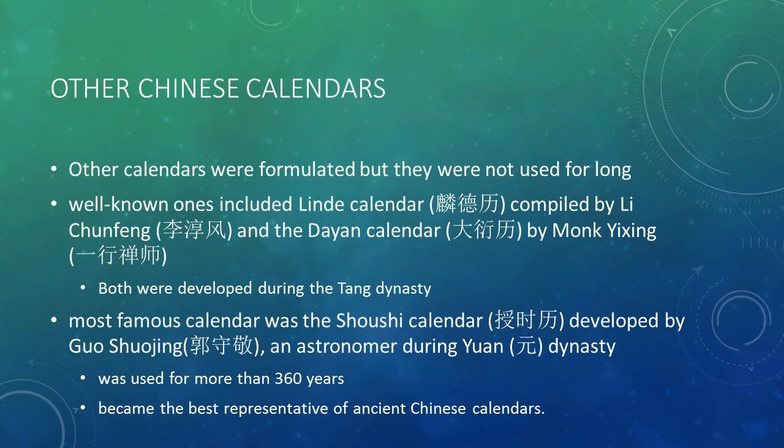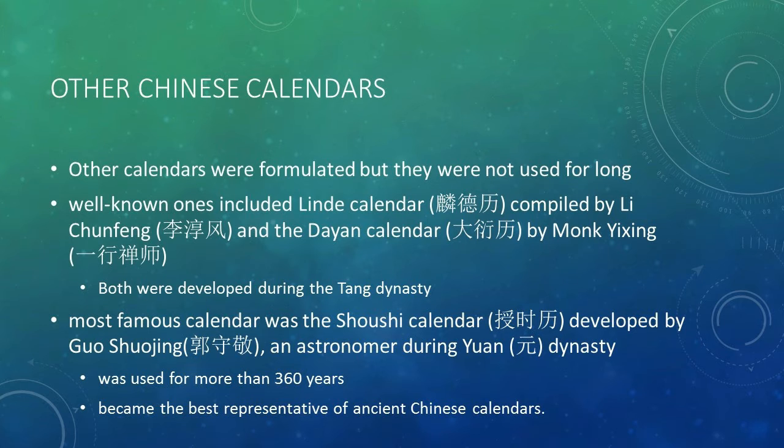What are the other Chinese calendars formulated? We have the Lin De Li compiled by Li Chunfeng, and you have the Da Yan Li by the monk Yi Xing Canshi. These both calendars were made during the Tang Dynasty. The main differences will be the further refinements to how many days there are in the year, how many days there are in a month. But all these calendars were only used briefly because it was realized again that they were not very accurate.